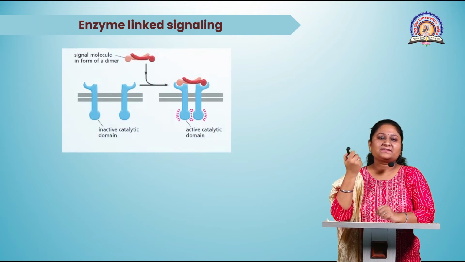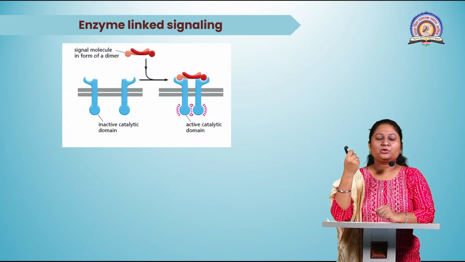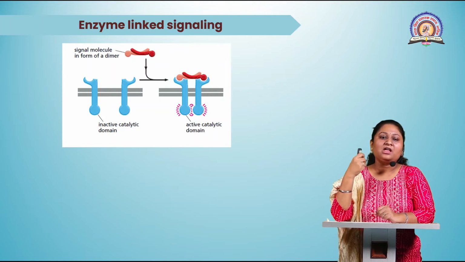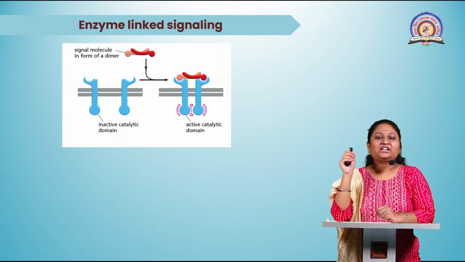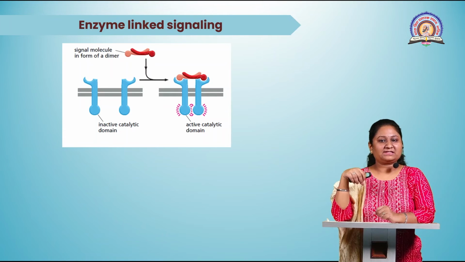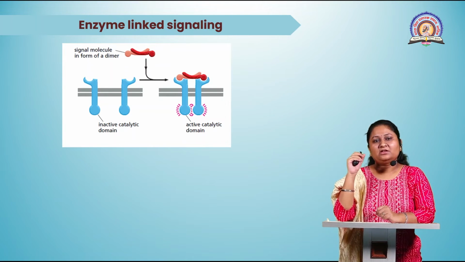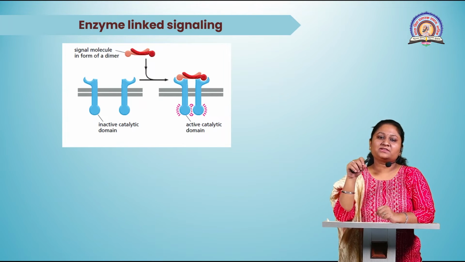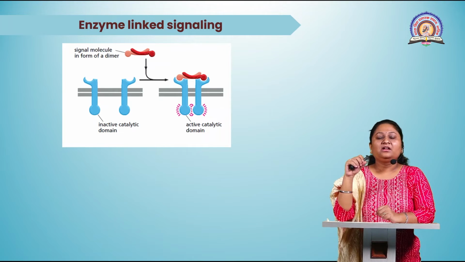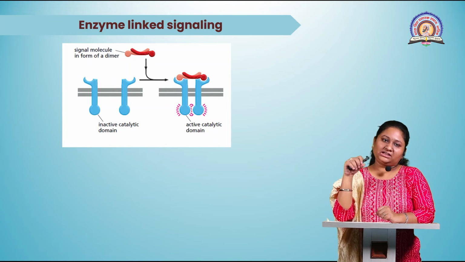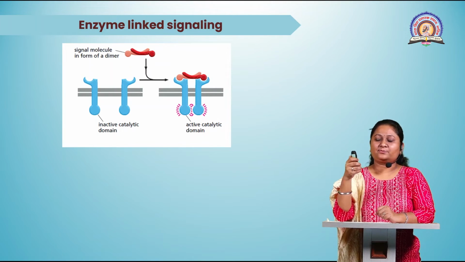In the first example, you can see the signaling molecule is usually in the form of a dimer, and the inactive receptor is present, where the activity site, that is the catalytic domain, is inside the cell and the receptor binding site is outside the cell. When the signaling molecules come and bind to the receptor, you can see the receptor gets dimerized and the catalytic site is activated and can bring about a cell response.